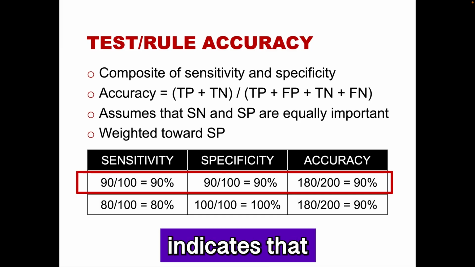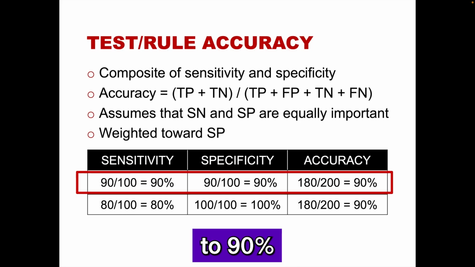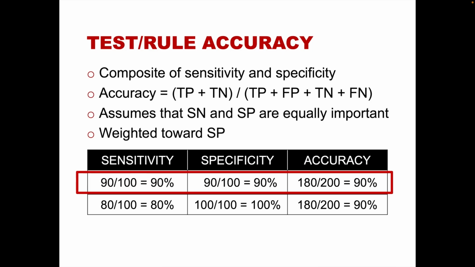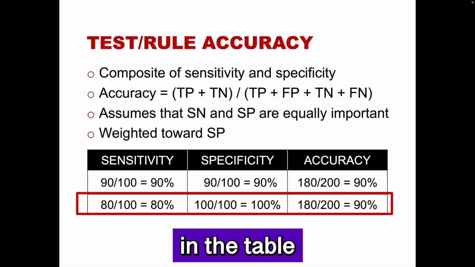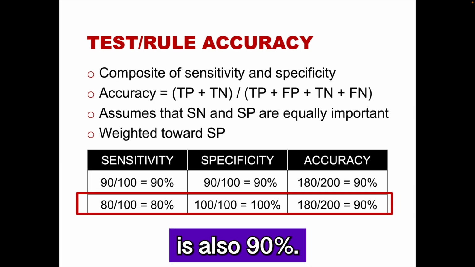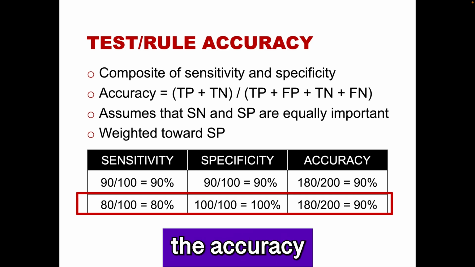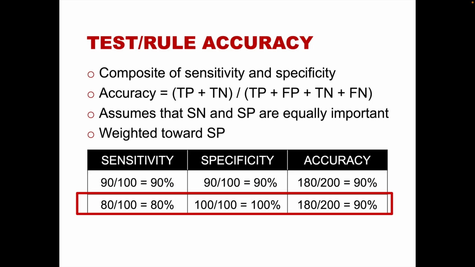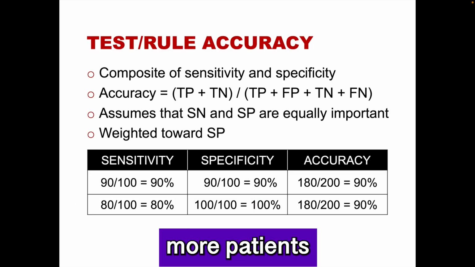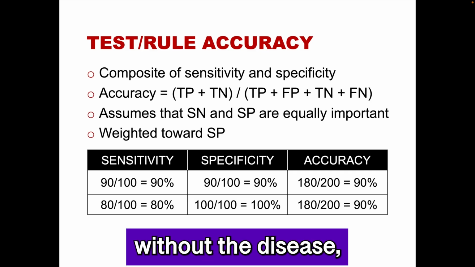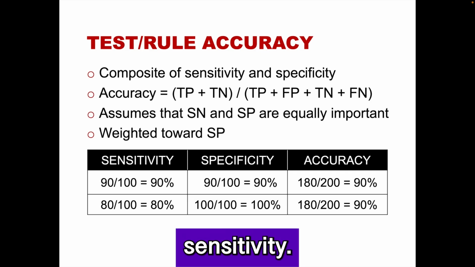The first row in the table indicates that when sensitivity is equal to 90% and specificity is equal to 90%, the accuracy is 90%. The second row in the table shows that when sensitivity is equal to 80% and the specificity is equal to 100%, the accuracy is also 90%. If only the accuracy is presented, then it is unclear what the sensitivity and specificity are. And since there are generally more patients without the disease in studies, the accuracy is weighted by the larger number of patients without the disease and thus is weighted towards specificity over sensitivity.